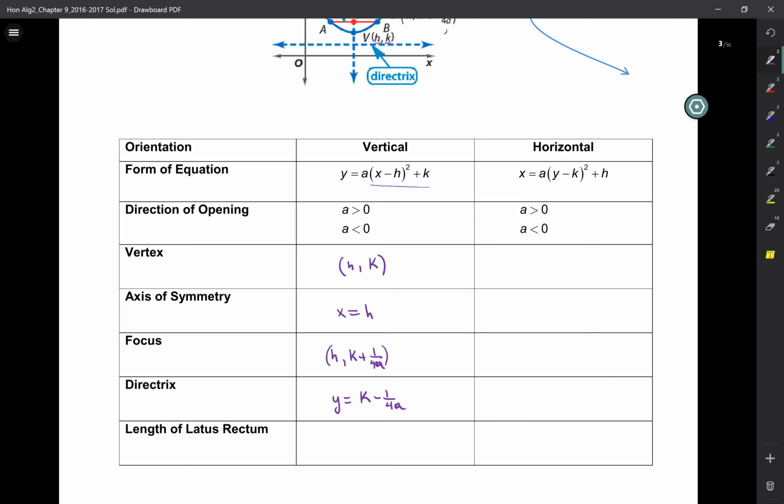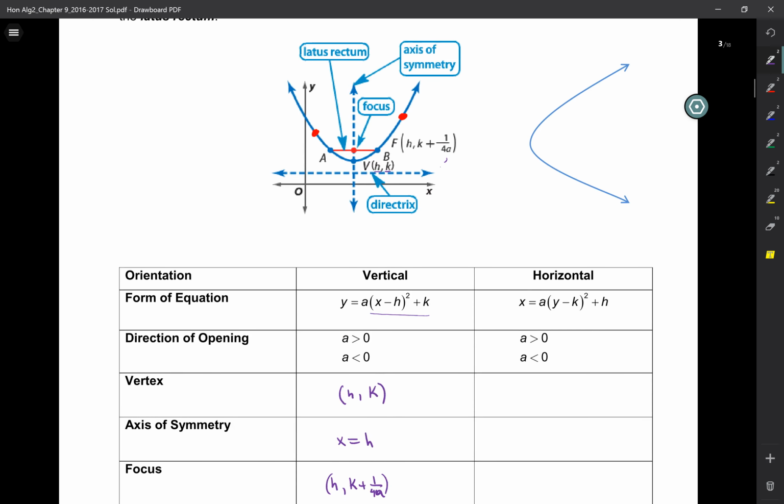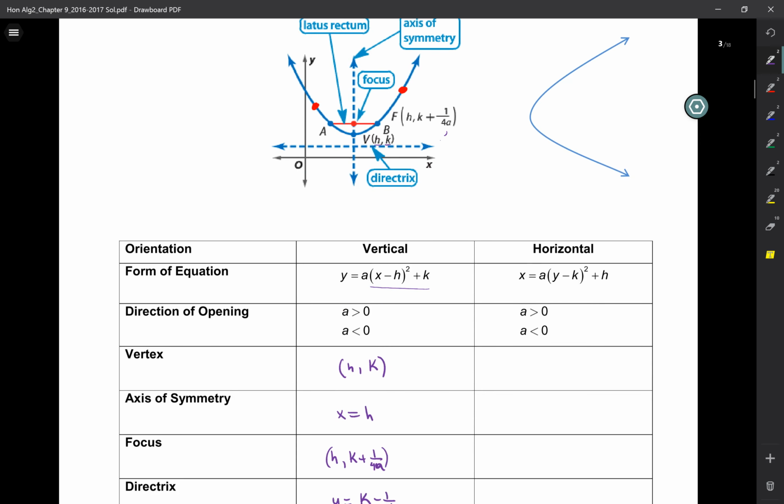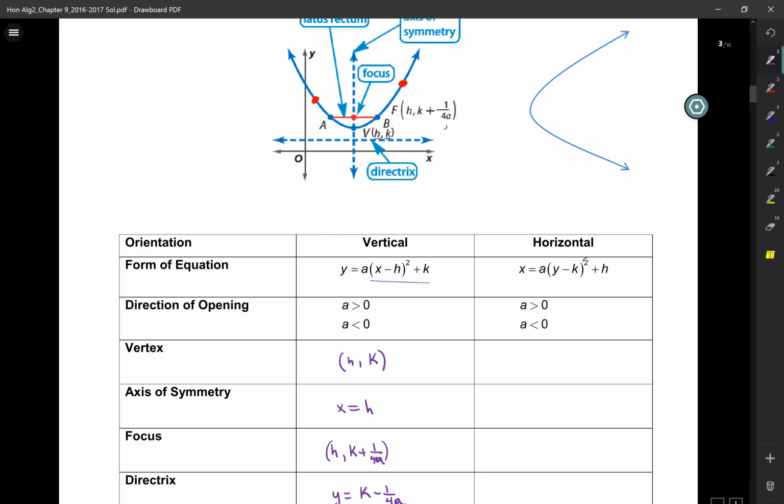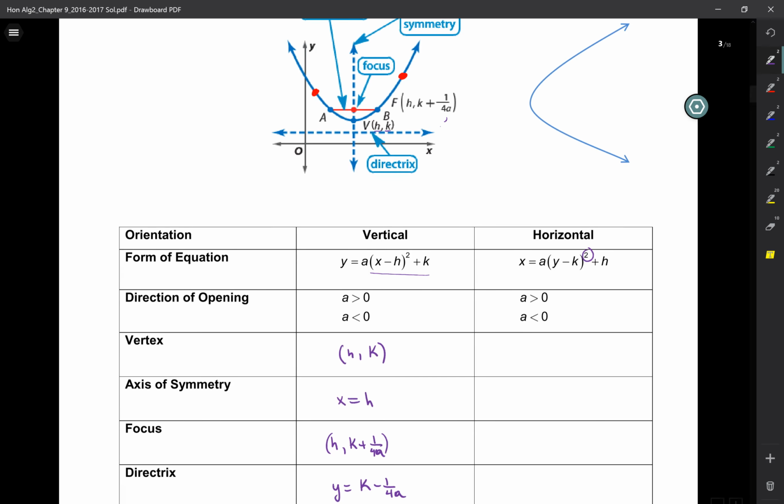Let's go now to the horizontal one. What's the difference between the equations? A horizontal parabola has the y squared, so it's x equals a y squared. That's how you get a horizontal one. The vertex again is (h, k). If you have a horizontal parabola, then the axis of symmetry is also going to be horizontal, which means it's going to cross the y-axis, right? So it's going to be y equals k.